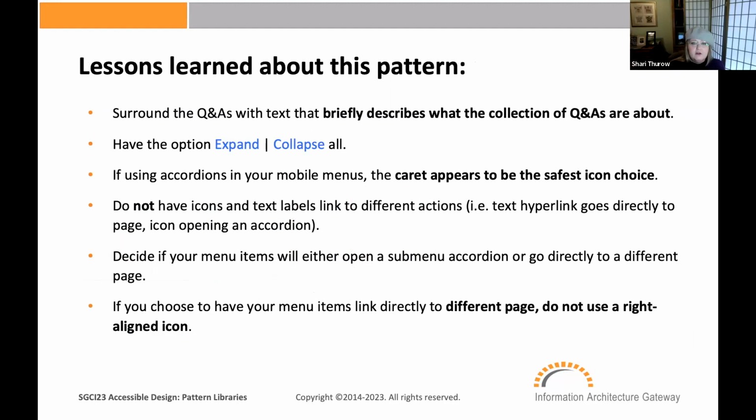The other thing to learn about this pattern, the accordion, is you surround the Q&As in the accordion with text that briefly describes what that collection of questions and answers is about. So my big thing with Q&As is: for questions and answers to frequent questions about keyword phrase 1, keyword phrase 2, and keyword phrase 3, please select one of the links below. And then at the bottom, I would summarize the main call to action that you want people to do.